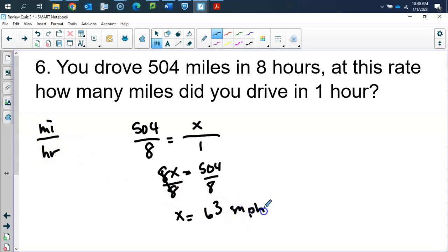Miles per hour. You could write that out. This is an abbreviation for miles per hour. You could do it this way, miles per hour. You could write miles per hour. But you need to have a label because 63 is not the same as 63 miles per hour.